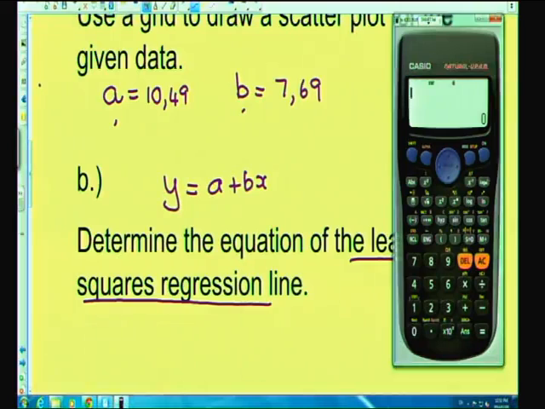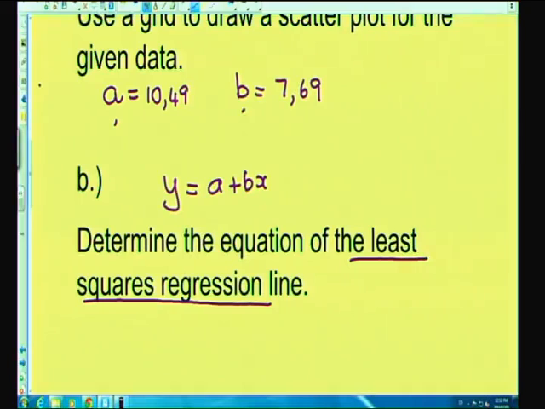Wait, that's not behaving nicely. Let's just go here, stats. You can see there it is a plus bx. So if you forget, you can always look on your calculator key to remind you. Right, so over here we have y equals 10,49 plus 7,69x. Of course, that is just a normal straight line where that's your gradient and that's your y-intercept.